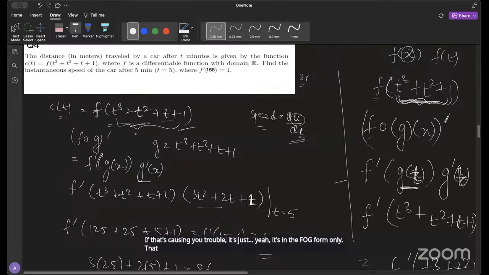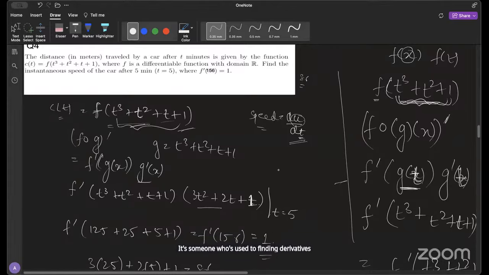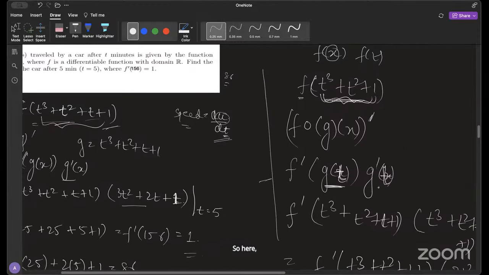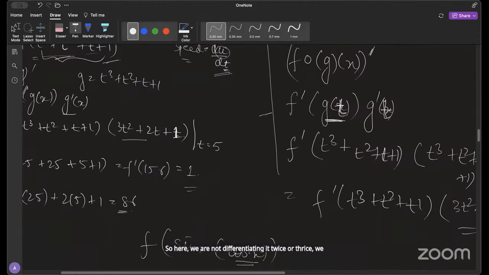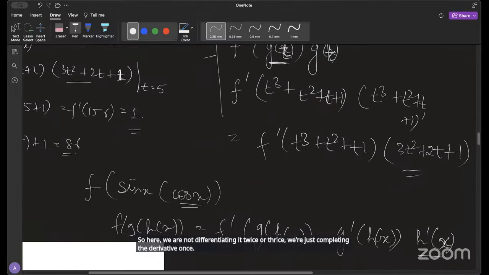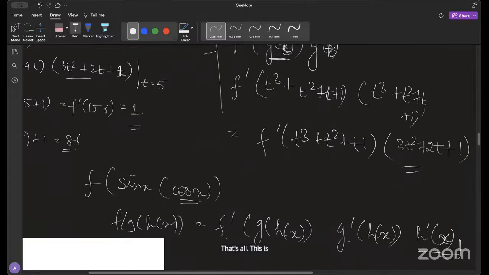If someone who's used to finding derivatives is not going to write g here, they know that first you find the derivative of f, and then you find the derivative of the argument of that function. So here we're not differentiating it twice or thrice. We're just completing the derivative once. That's all. This is differentiated one time only.